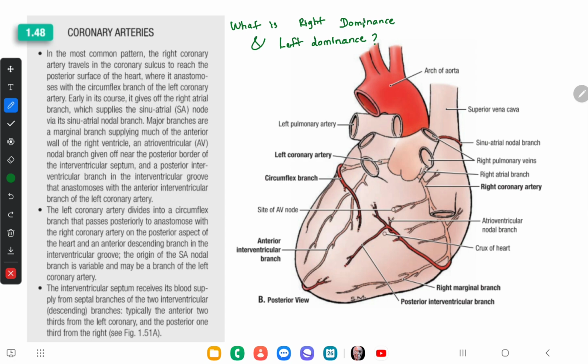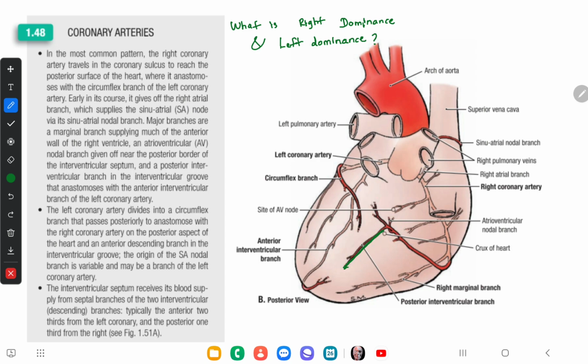Do you know about right dominance and left dominance? Actually, this is a very important concept, or this variation. You will be asking what is right dominance or what is left dominance. This is a variation in coronary arteries. The variations in the blood supply to the heart do occur, and the most common variation affects the blood supply to the diaphragmatic surface of both ventricles. Here, the origin, size, and distribution of the posterior interventricular branch is variable.